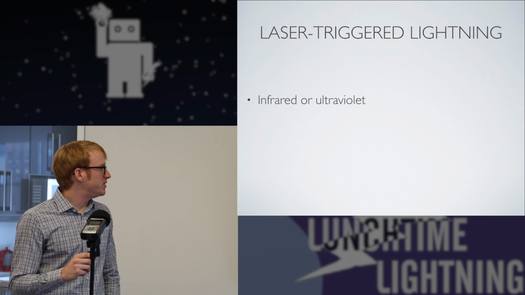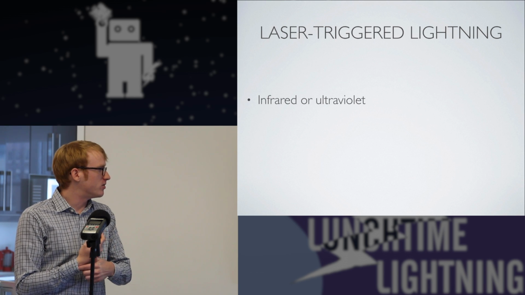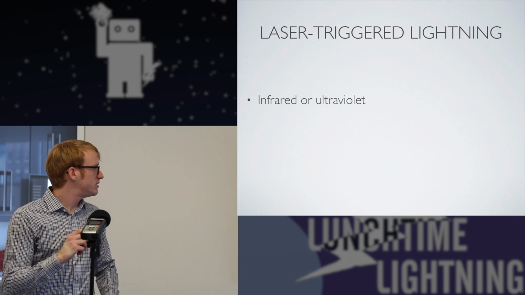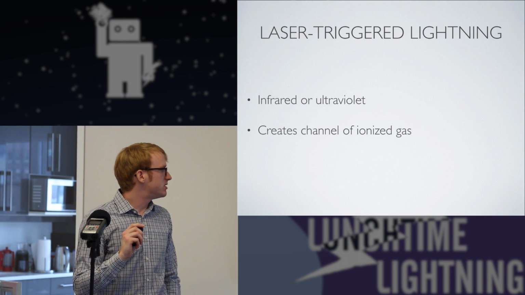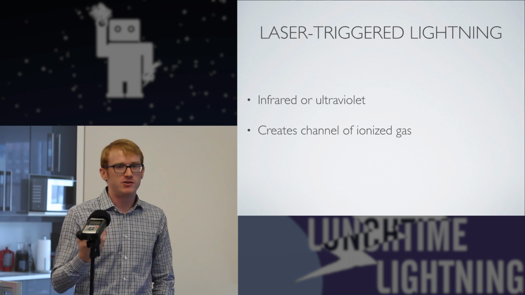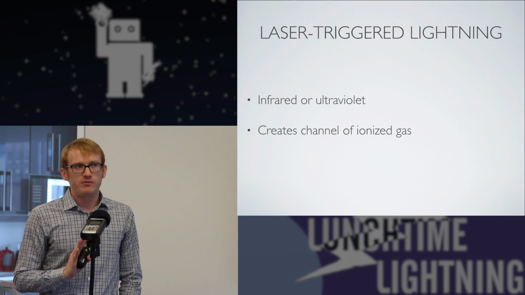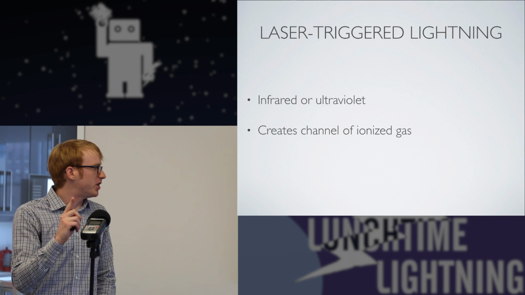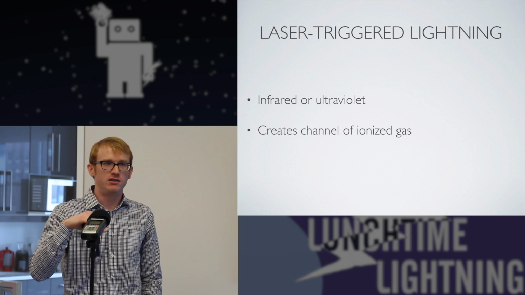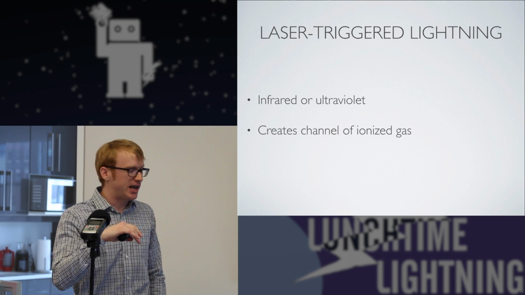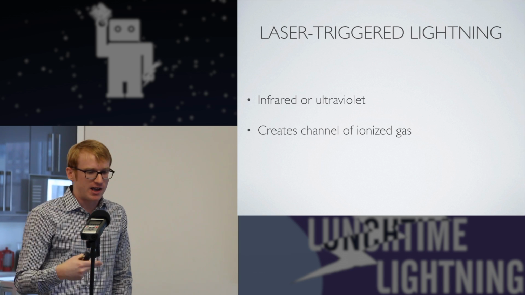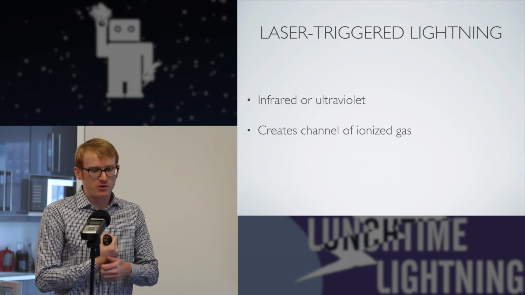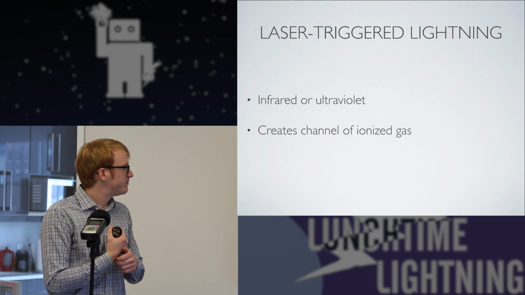So laser-triggered lightning, we use infrared or ultraviolet rays, and it's a similar idea. It's kind of like cheating, like we're creating this channel ourselves instead of letting the ionized channel happen naturally. So it's providing this ionized channel of gas through which the lightning can reach the ground.